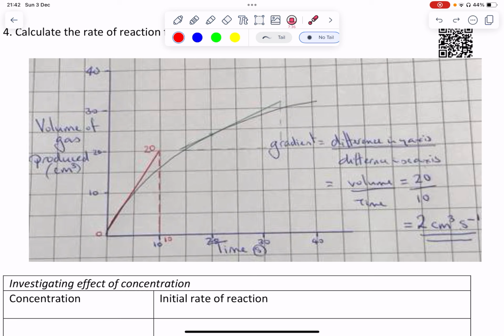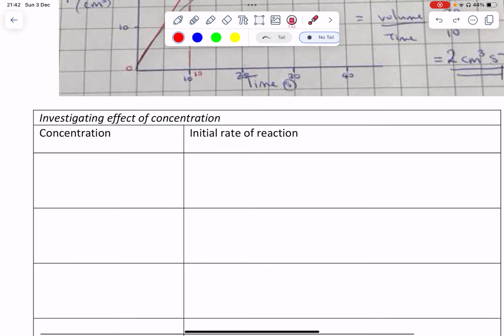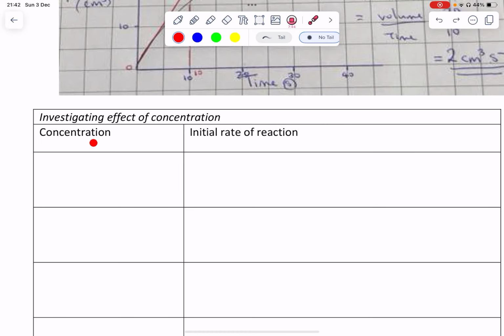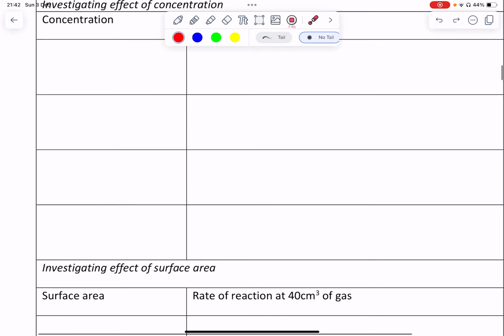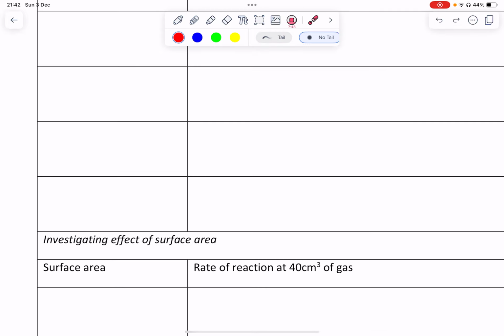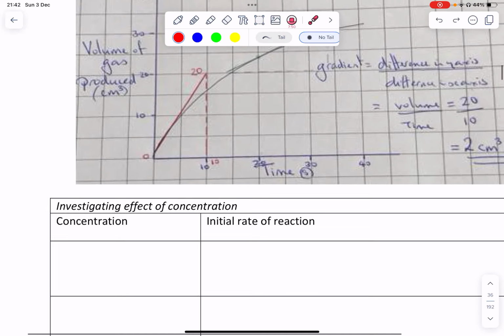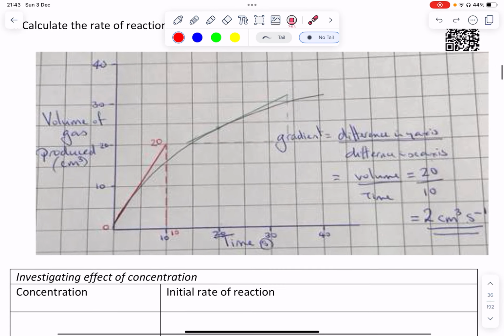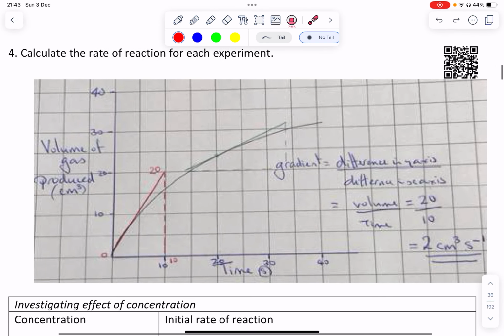Okay, so with your graphs, I would like you to do the following, and then you can complete this table. You've got one for concentration graphs, and you've got a second part for the surface area. So if I show you one, you can then repeat it for each of the different graphs you have. So your graphs should have this shape to them, okay?